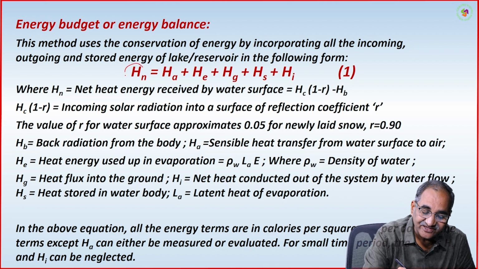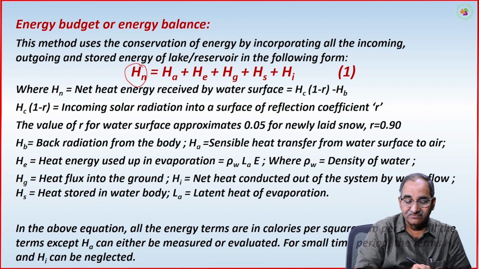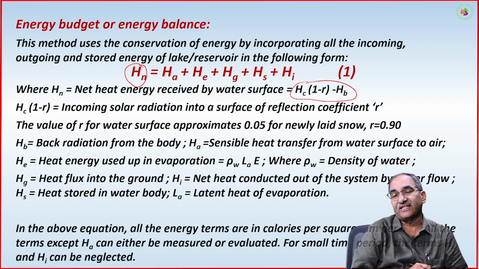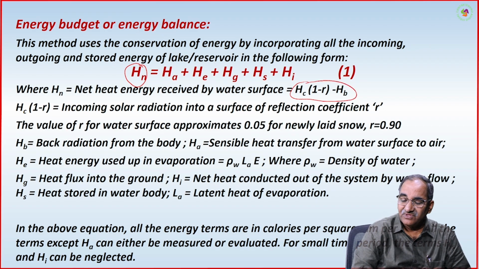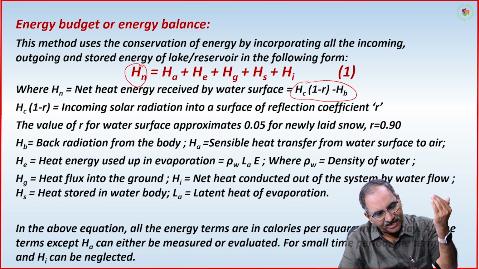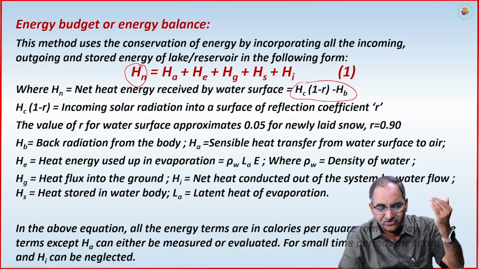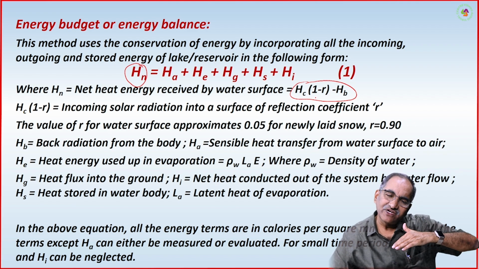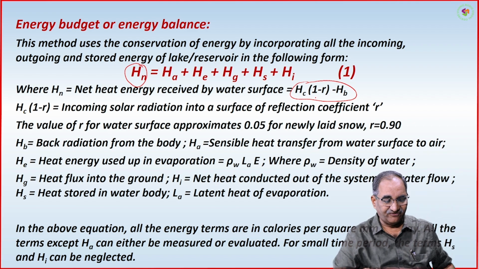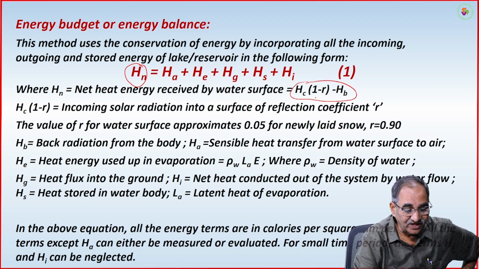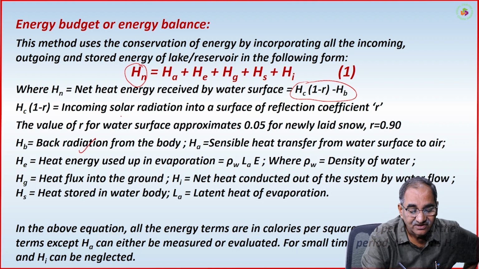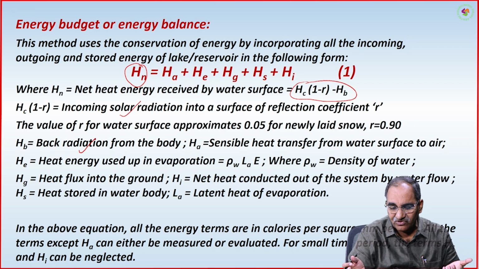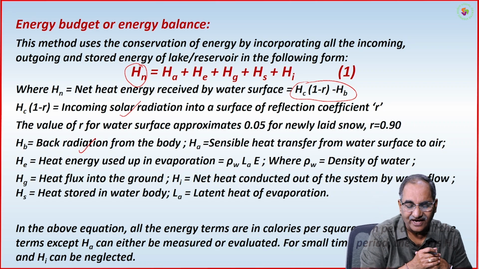What is net heat energy? Net heat energy is equal to Hc into (1 minus R) minus Hb minus Hp. These are basically how much incoming solar radiation is coming into the surface. That is the first one. What does the next term mean? The outgoing reflection out of it. Hb is the back radiation and Hc into (1 minus R) is the incoming radiation. If you subtract one from the other, it will give you the net energy.